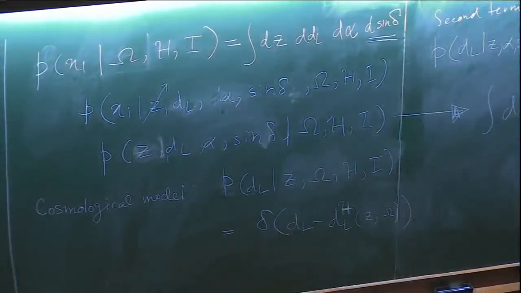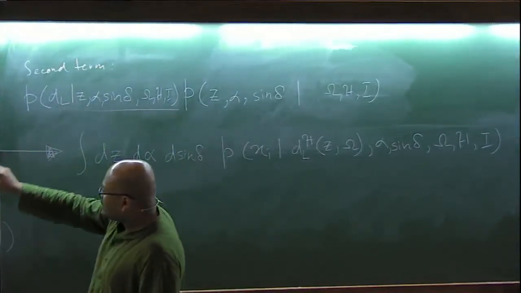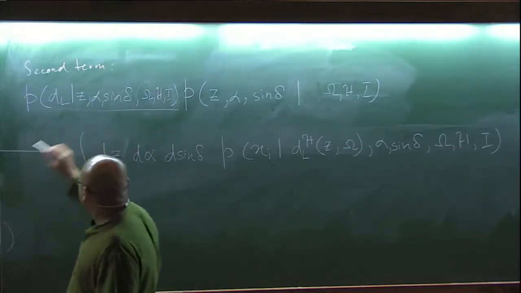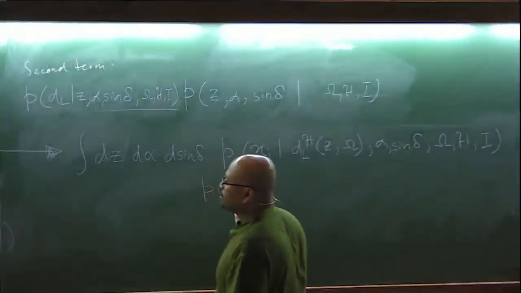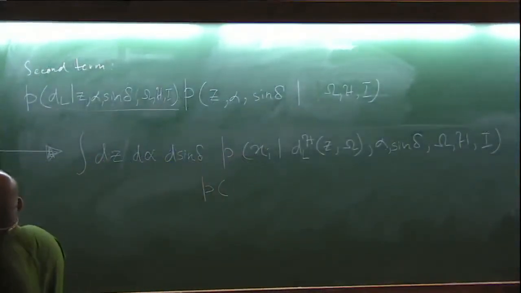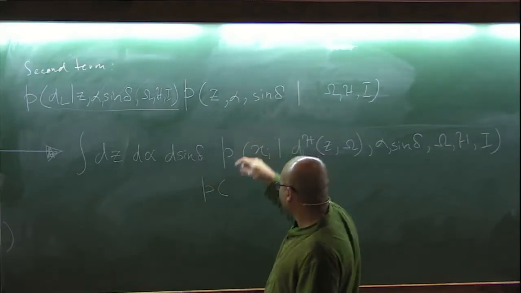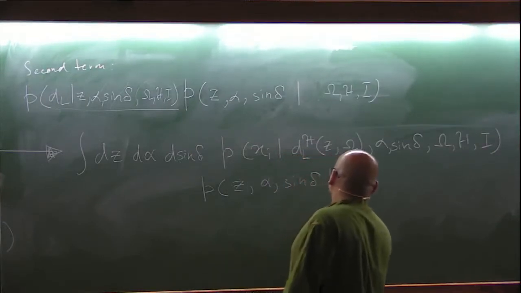The second term became a delta function and got integrated over, so this is going to vanish. Then I said that the cosmological model asserts that DL doesn't depend on alpha and delta. It only depends on these terms through this delta function, which I've integrated over. And I'm left with the third term. The third term is now this term, and DL is gone. This is very important. Thanks to whoever pointed out that DL should not be here. Now it's the probability of Z, alpha, sine delta given everything else.